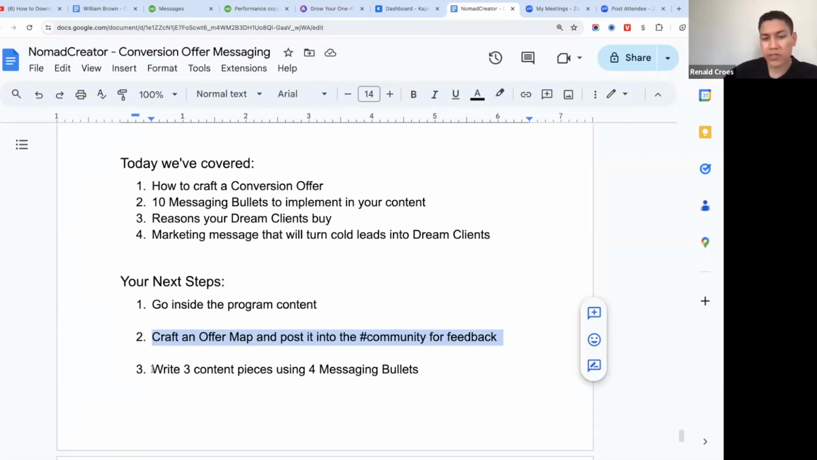And then for yourself, write 3 content pieces using the 4 messaging bullets we just discussed. If you want to use all 10 of them, I wouldn't recommend it because it's going to be too long, but just use like 4 of them at least. And of course, if you still find it too long, just use 1 of them, okay? And use it in a tweet, in a post, in a story, or maybe even a YouTube video, like a reel. Okay, it's totally up to you.